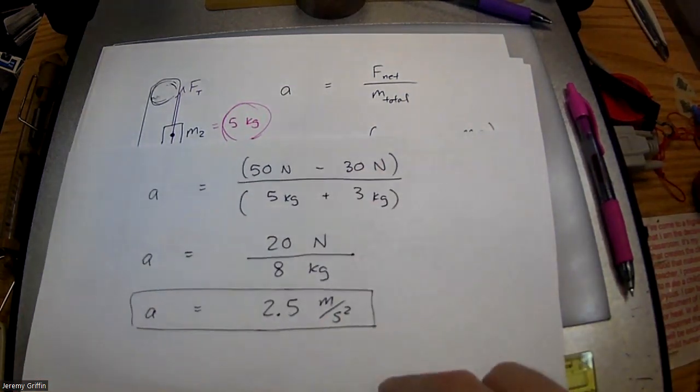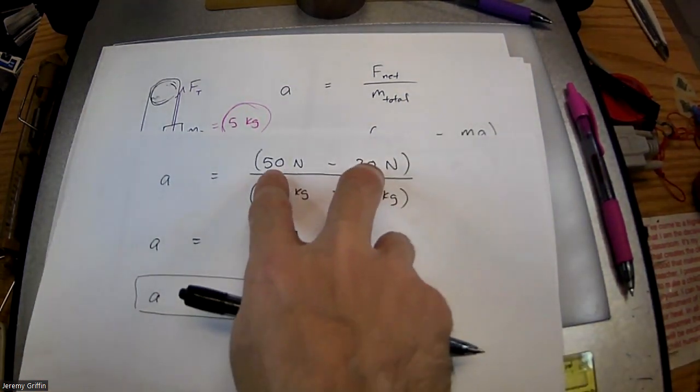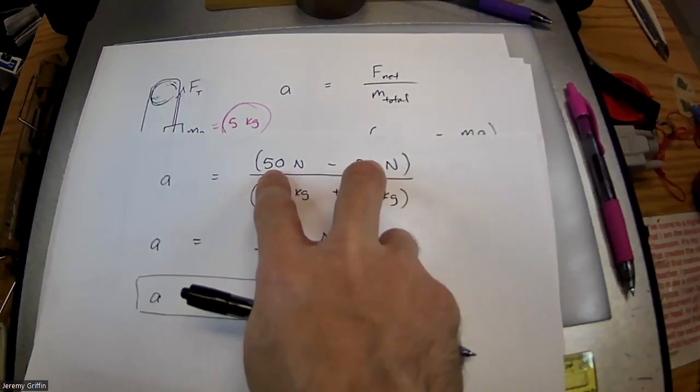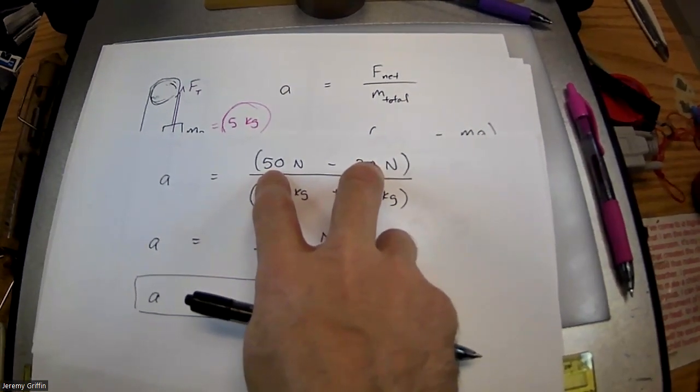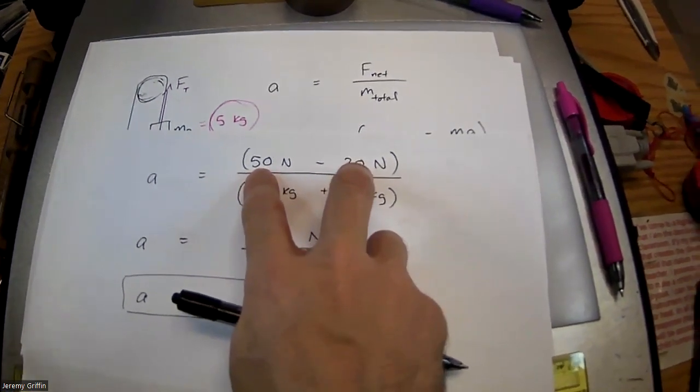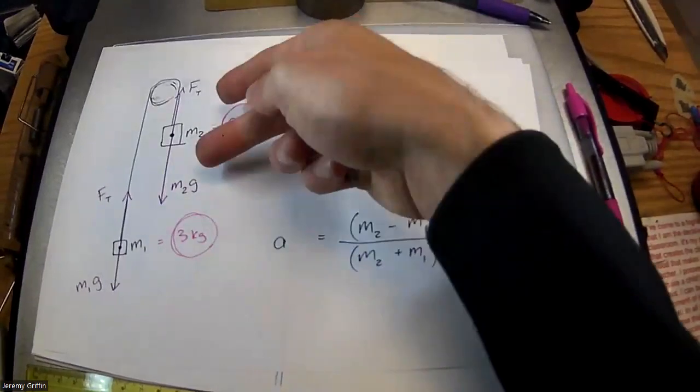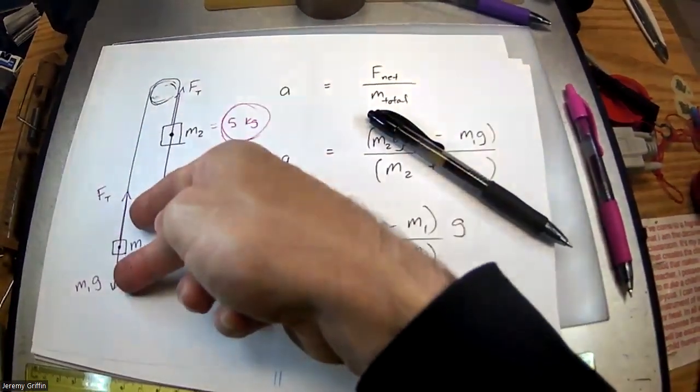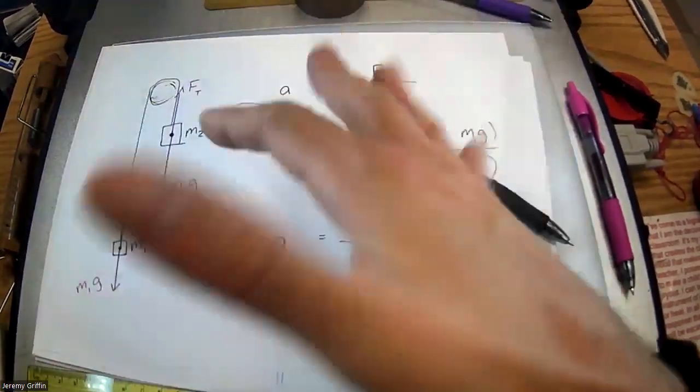How many guys think that the tension must be somewhere between 30 and 50 newtons? It's got to be somewhere in there, right? I think it's probably pretty close to 40 newtons. Maybe not exactly 40, but pretty close. Because that's the only thing that would make sense. So there would be a net downward force on M2, but a net upward force on M1.